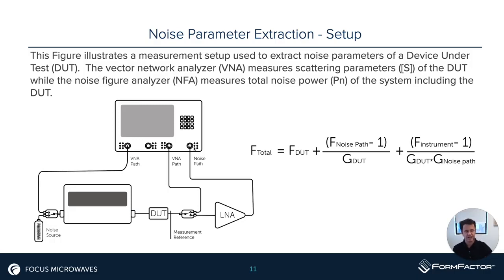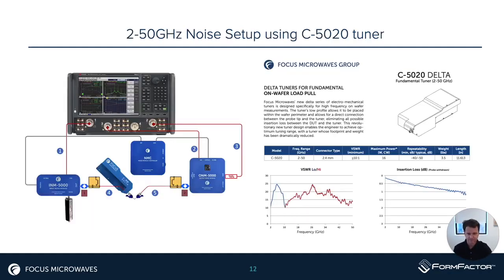Okay. Here on the right, we have the equation. We'll dive deeper into this, but this is just to show how the different terms affect the total noise figure of these measurements. The noise figure of the DUT and the gain of the DUT, as well as the noise figures of the different paths and the instruments, will have a different impact depending on how you configure them to get optimal results.